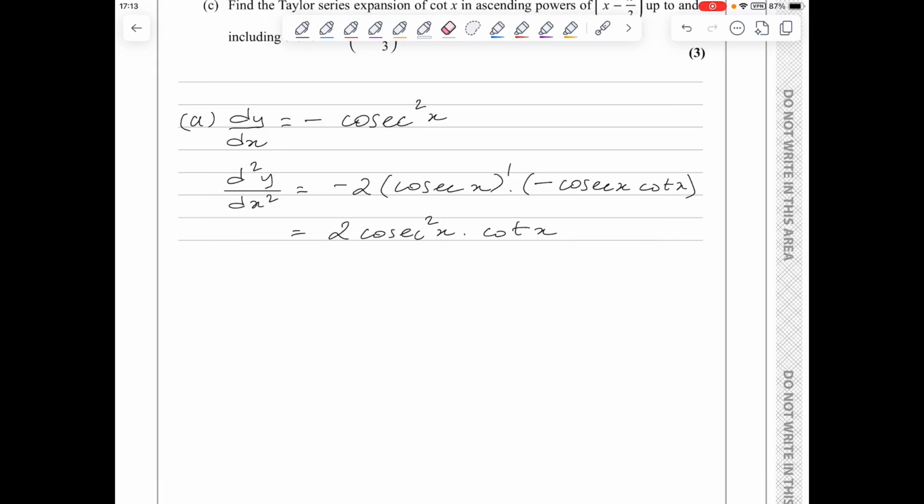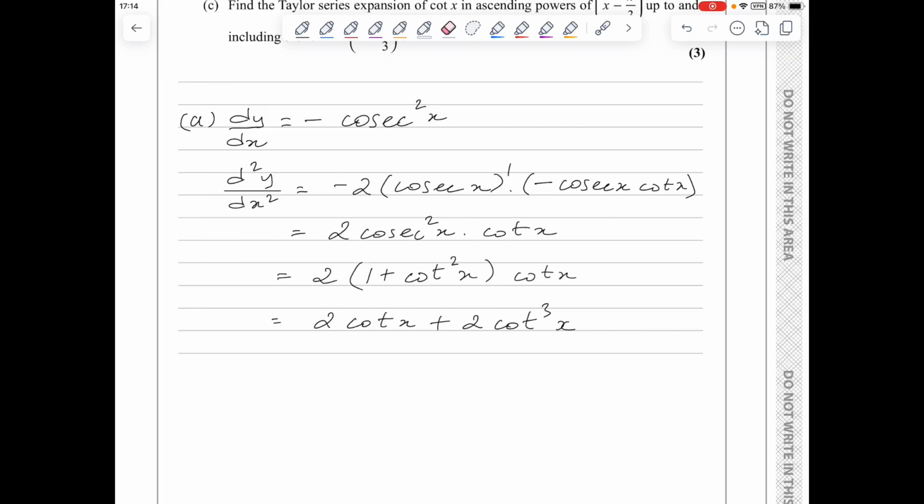Now the question only requires cot x terms, so I will use the identity that says cosec squared x is equal to 1 plus cot squared x, and get the following result. And if I expand this, I will get 2 cot x plus 2 cot to the power of 3 x, which is the required answer.